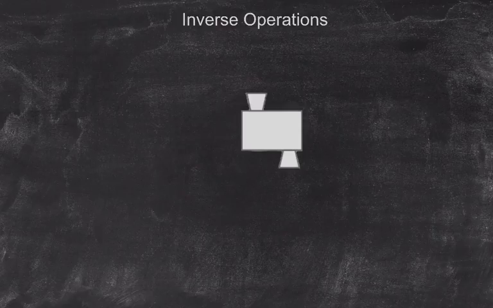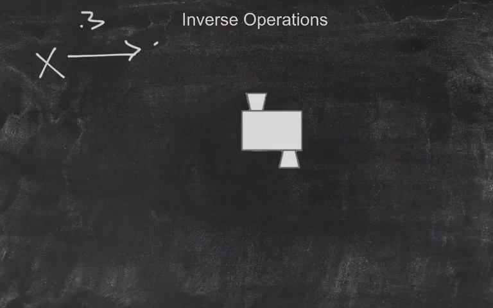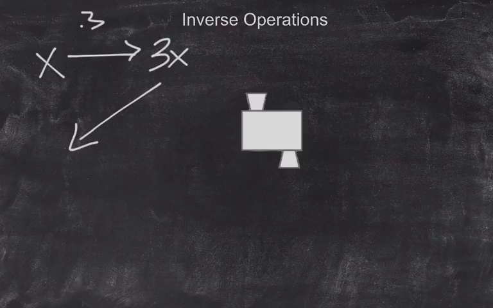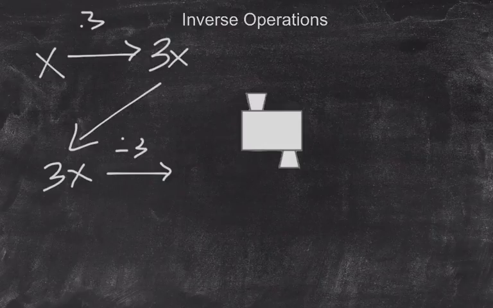So inverse operations are operations that undo each other. For example, I can take a number, let's call it x, and then I can multiply it by 3, and I'll get 3x. If I then want to take 3x and undo what I just did, I'll have to divide by 3 to get back to x.